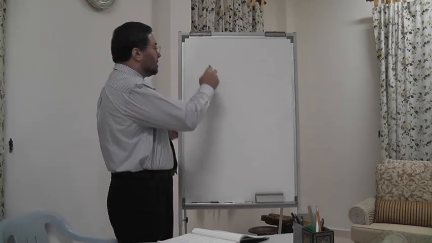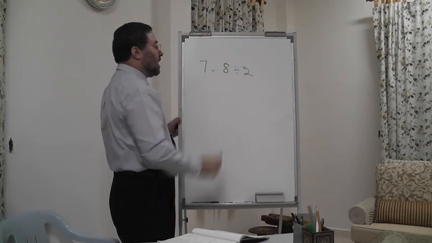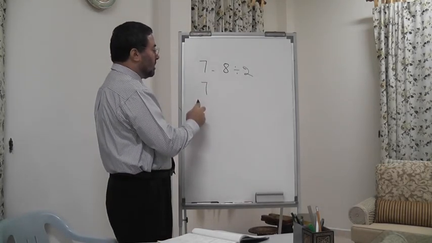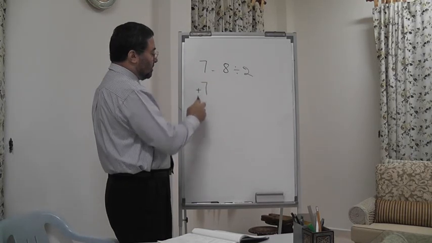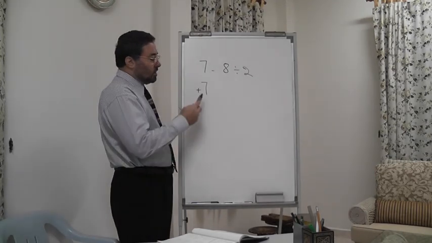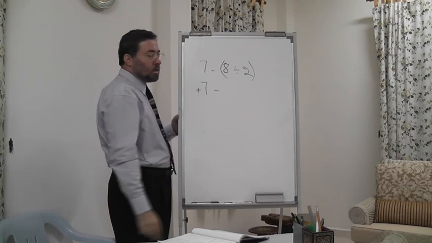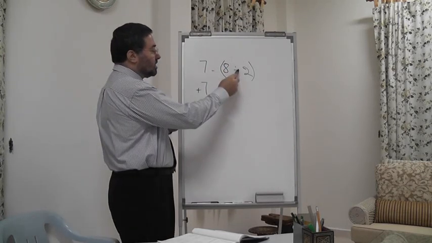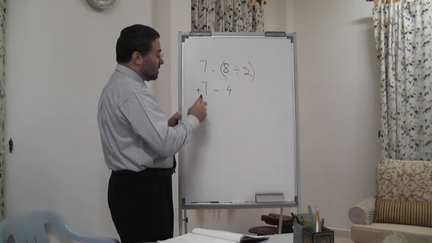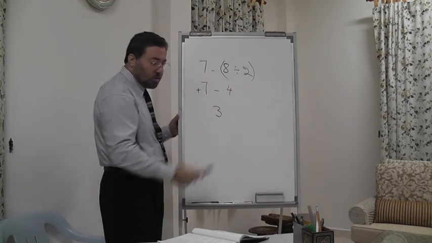Number 3, 7 minus 8 divided by 2. Again, the order of operations, we do the division first, so 7 will stay here as 7, and this is a plus 7. We said when there is no sign in front of the number, then it is a plus number. Minus, this is like these two are in a parenthesis. So this groups these two numbers together. 8 divided by 2 is 4. 7 minus 4, and that's 3. So the value of this expression is 3.